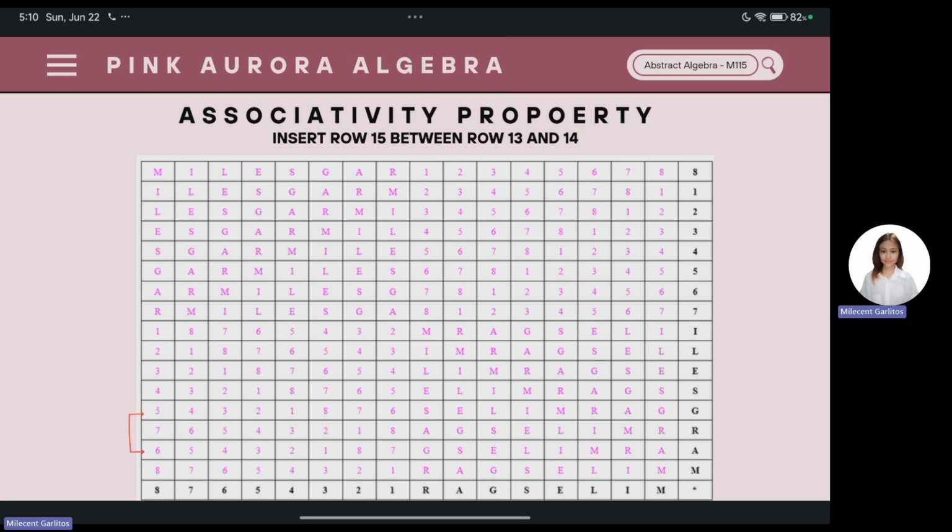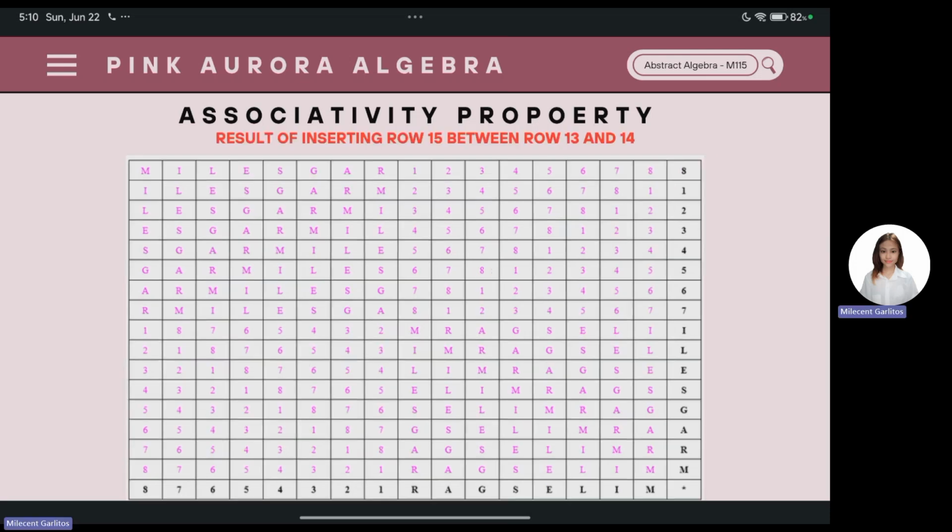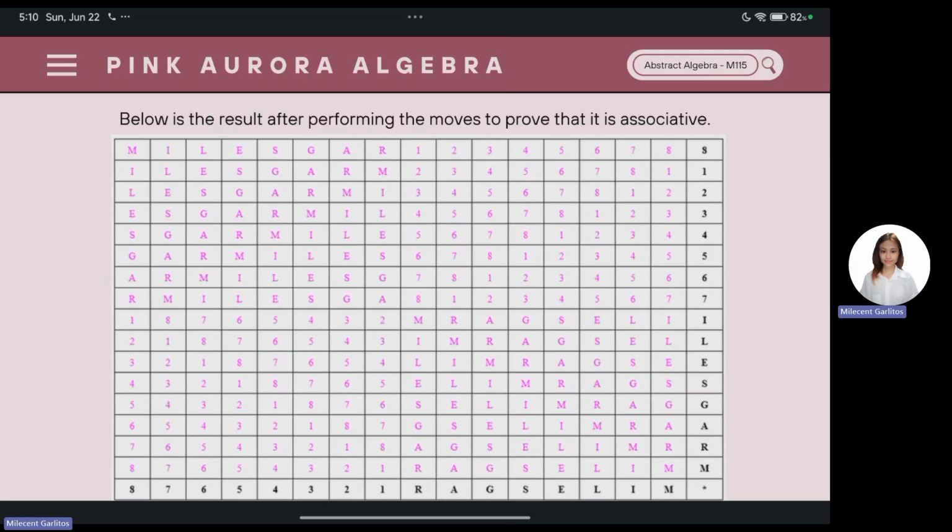And last but not the least, we insert row 15 between row 13 and 14. And this is the result of inserting row 15 between row 13 and 14. And below is the result after performing the moves to prove that it is associative. So can you see that it reflected the original table of our pink aurora algebra?